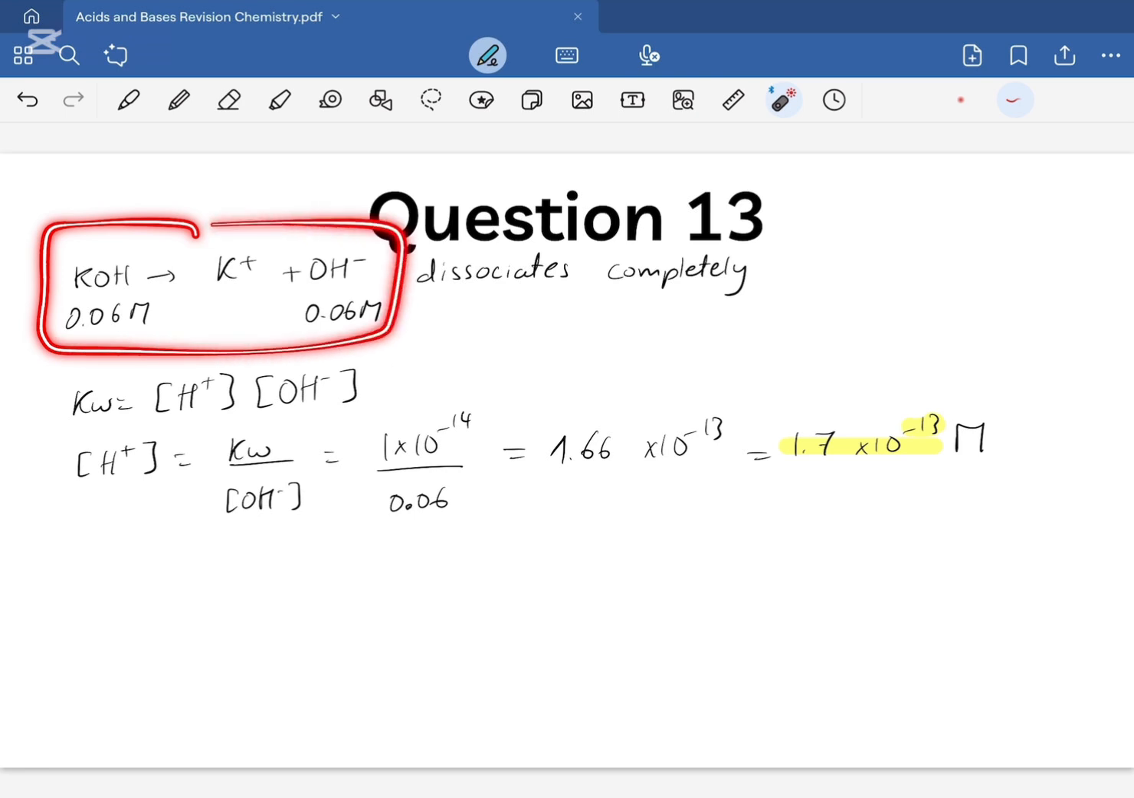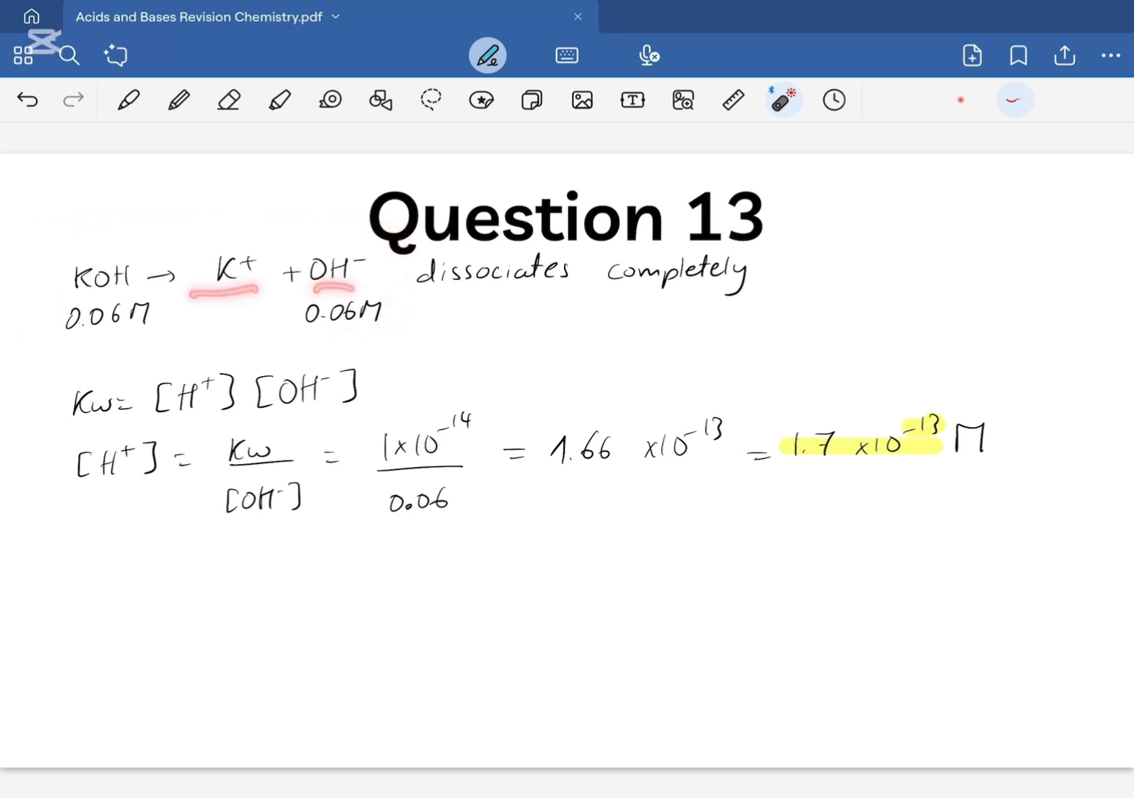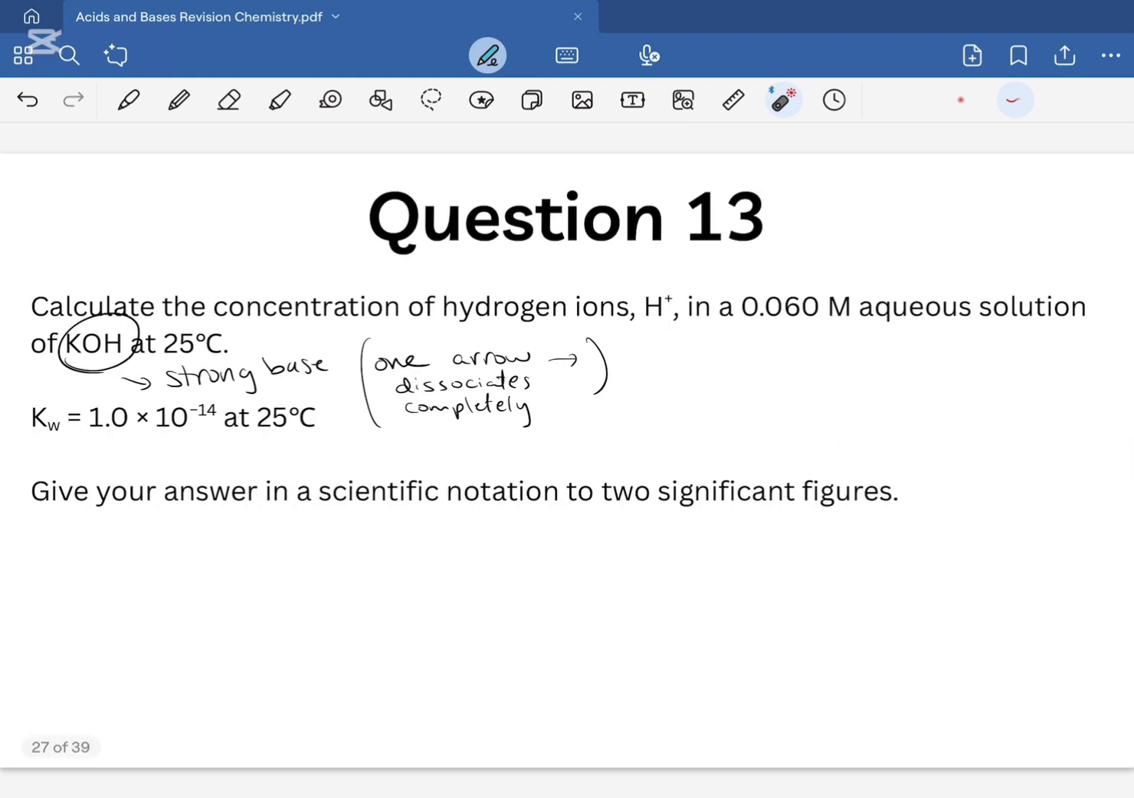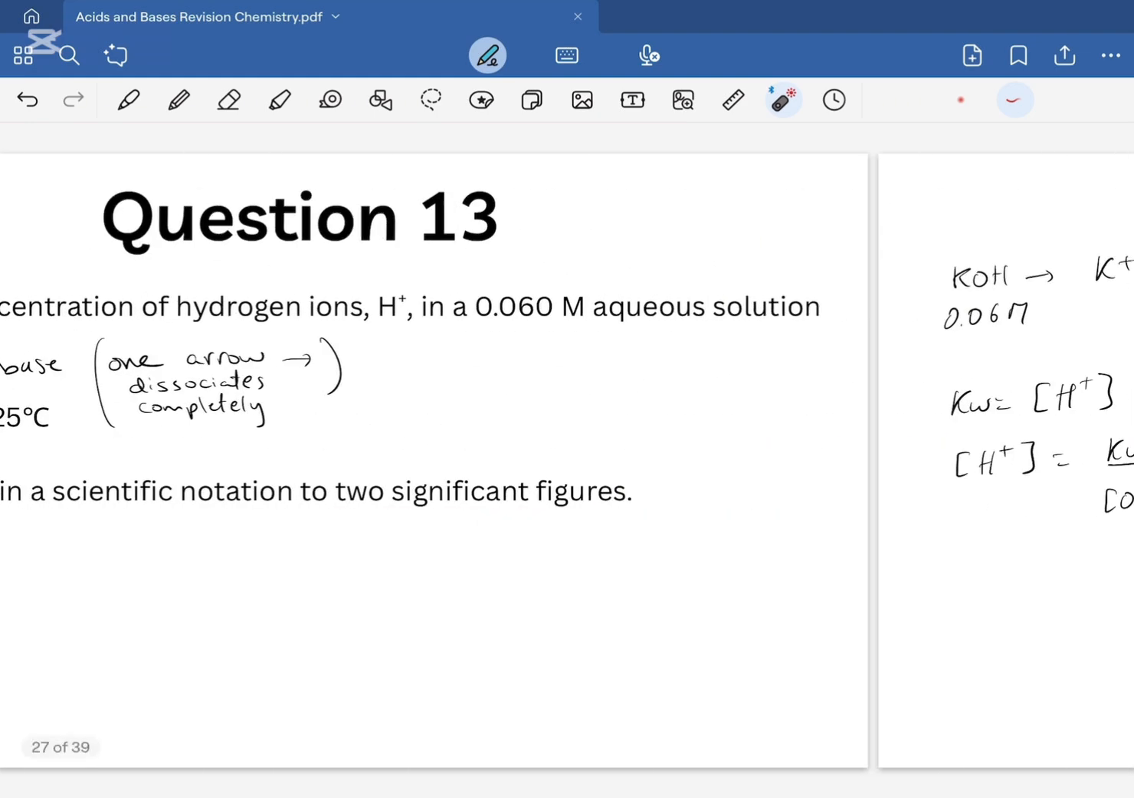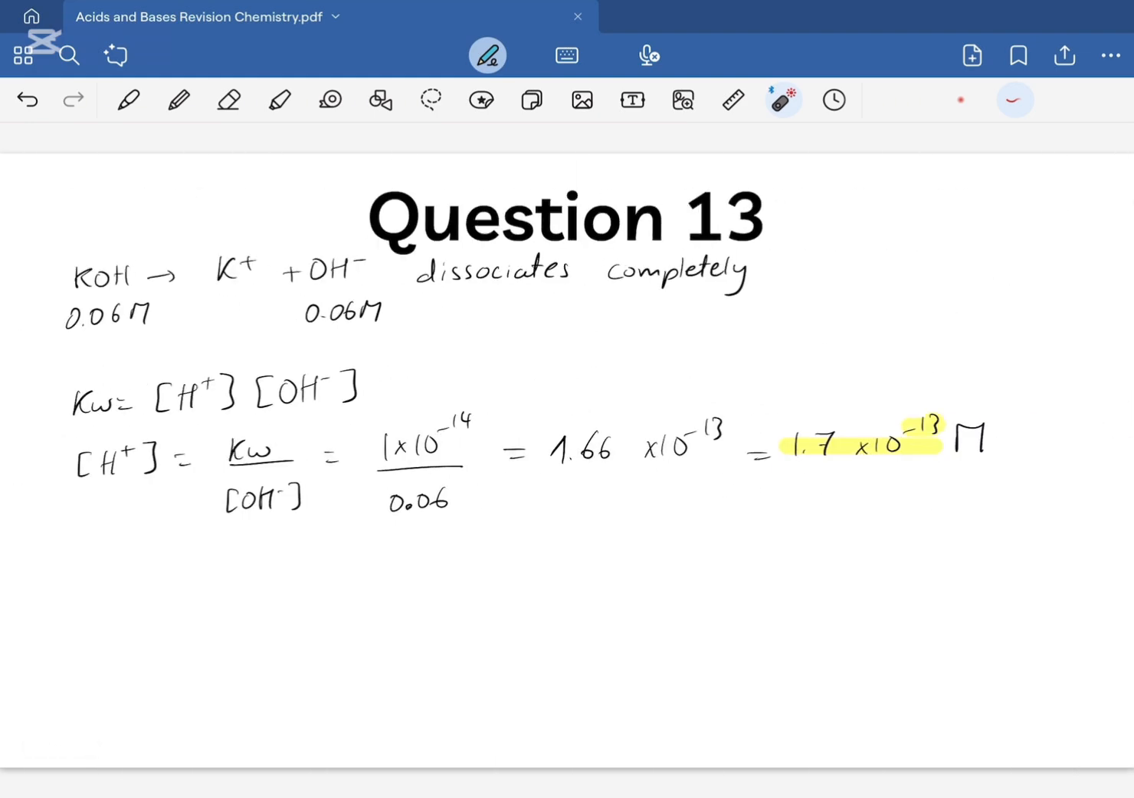So I wrote the equation over here. We have KOH will give K plus plus OH minus. We need to know that KOH will dissociate completely. So 0.06 m for KOH will give a 0.06 m OH minus. As you can see, the coefficient is 1 and 1. Then we write KW, and using KW we can find the H plus, which will be 1.66 times 10 to the power minus 13. Now they need the answer to two significant figures, and in scientific notation, so it's going to be 1.7. 6 is greater than 5, so it's going to be 1.7 times 10 to the power minus 13 m.